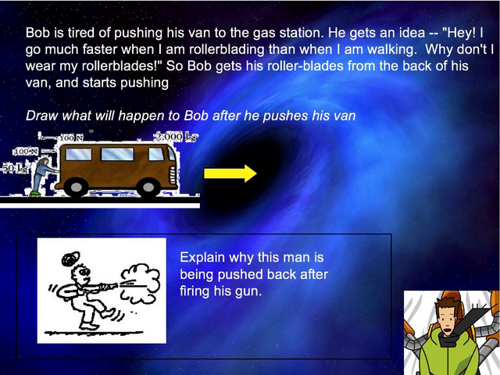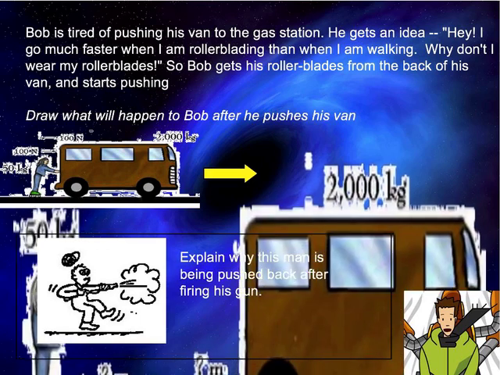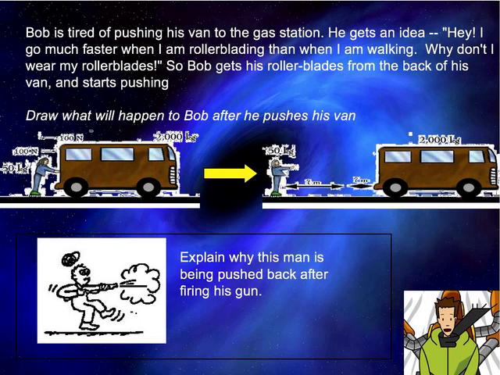Anyway, so Bob is tired of pushing his van to the gas station, so he's going to make it a little bit easier. He's going to put rollerblades on and do it. Good idea? No, bad idea. Because the force that he exerts is going to push him backwards. So he's going to push on that van with a certain force. Let's say it's 100 newtons. But that van is going to push back on him with the same force, causing him to move backwards. You should check if the parking brakes are on, because if they are, then that's even more.